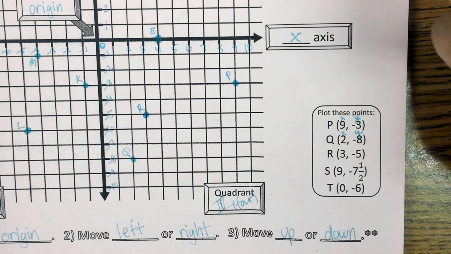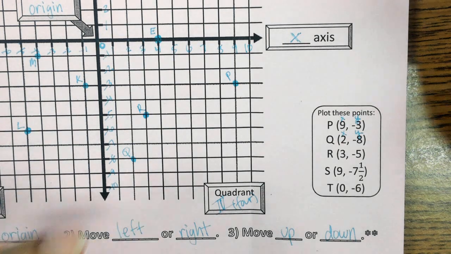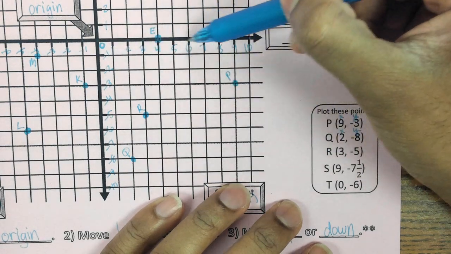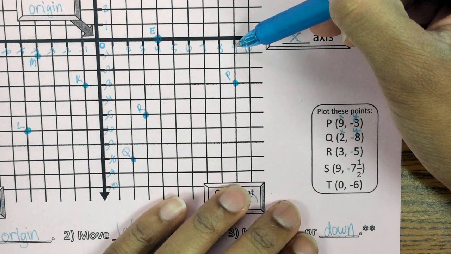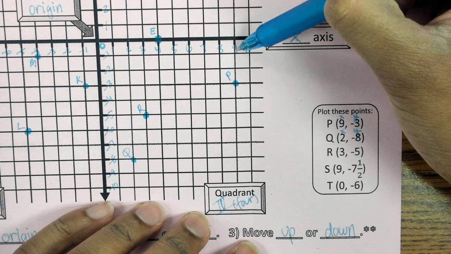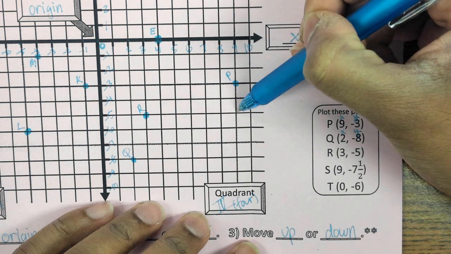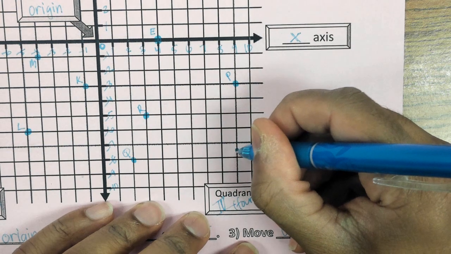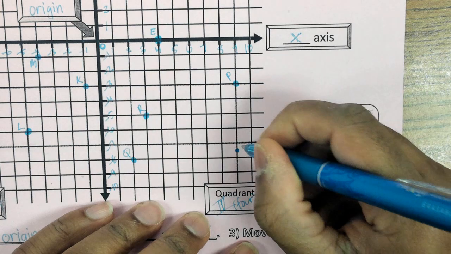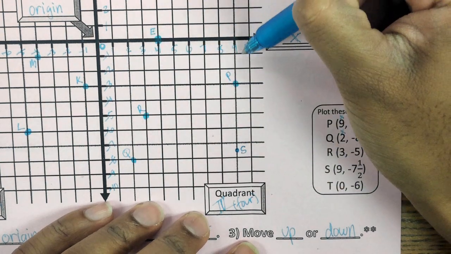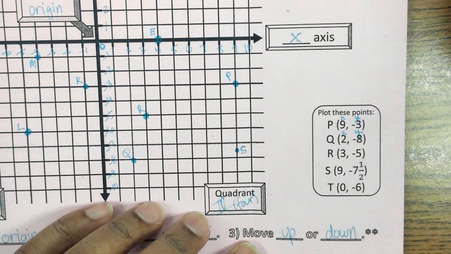Now point S is just like our other ones where we had a fraction or a decimal involved. 9 and negative 7.5. We move on our x-axis to positive 9. Then we move down, because it's negative, to negative 7.5. So we move negative 3, 4, negative 5, negative 6, negative 7. Negative 7 and 1/2, we move halfway down. And it goes right there in between. Point S. So x value is 9, y value is negative 7 and 1/2.